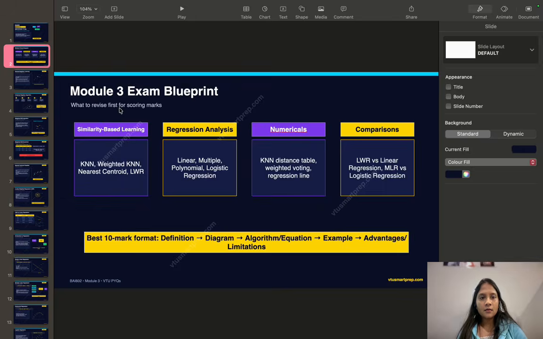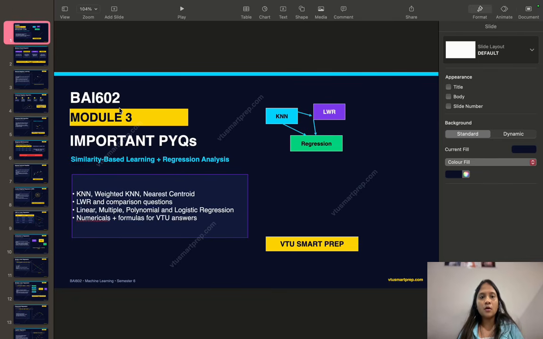This is the overview of module 3, where you have KNN, weighted KNN, nearest centroid, and LWR. Here you will have comparison questions. For example, KNN versus weighted KNN, or they can ask for the difference between weighted KNN and nearest centroid. They can also ask linear versus multiple regression, or a comparison between multiple regression and polynomial regression. So comparison-based questions you can also get.